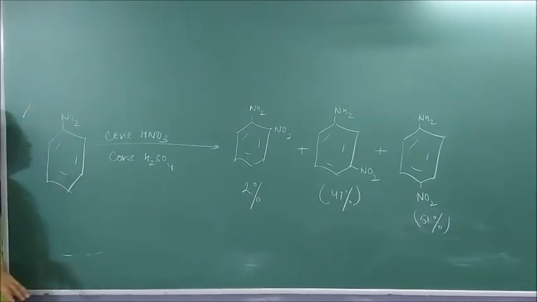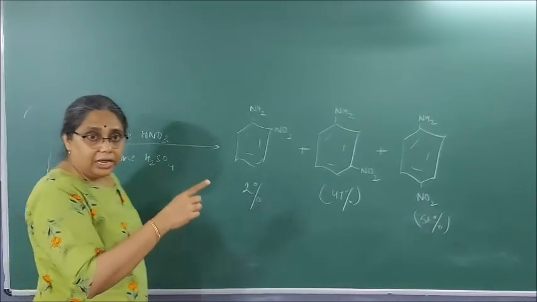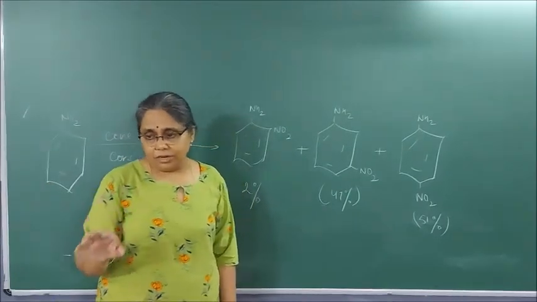But during nitration, as it is a highly acidic medium, a proton is added and it forms C6H5NH3 plus, which is called the anilinium ion. And this anilinium ion is meta-directing. So we also get meta-nitroaniline. Please write your answer.